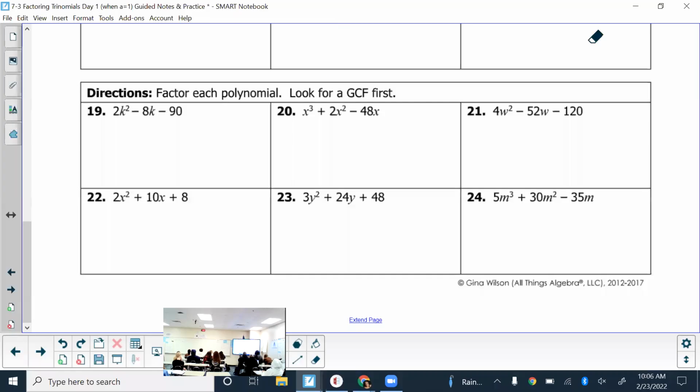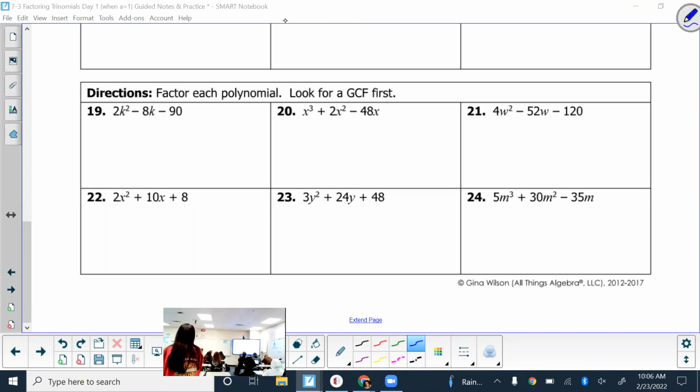All right, so this is number 20 from the practice. So look for a GCF first. There is not going to be one with the numbers because my numbers are 1, 2, and 48. So 1 won't be the GCF. We don't factor out a 1. Can I factor out any x's?